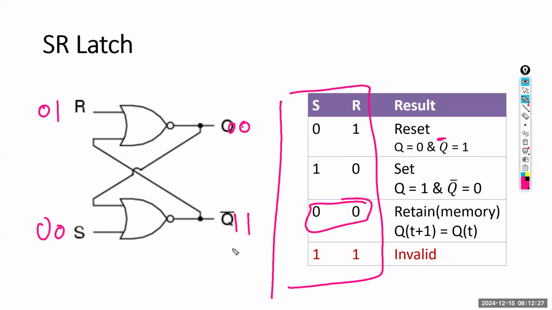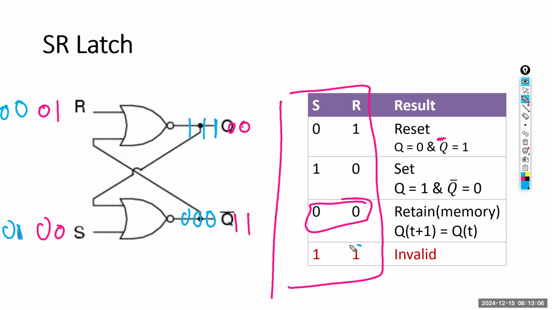And if you want to set it, make S1 R0. That means set. So then Q will be 1, Q bar will be 0. Now if you want to retain it, to latch or as memory, again make it 0, 0. Still this will remain the same. As long as it is 0, 0, this remains the same. So that is how you set a latch for memory and reset a memory.